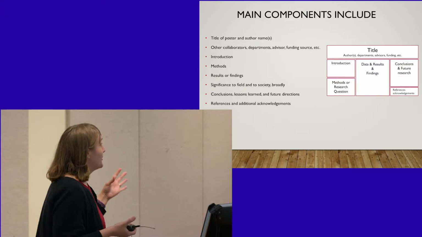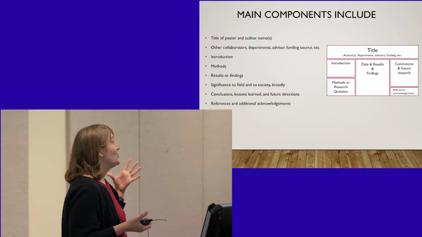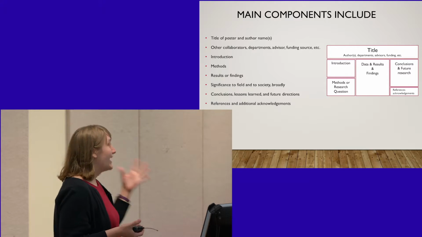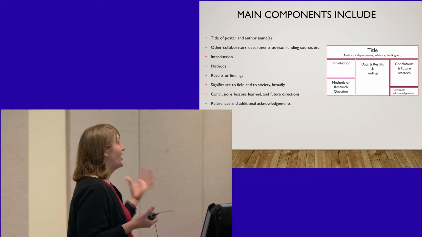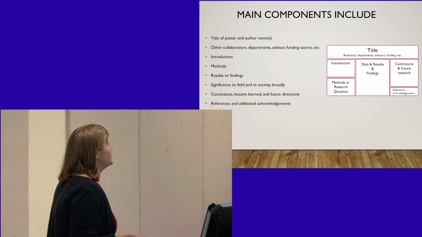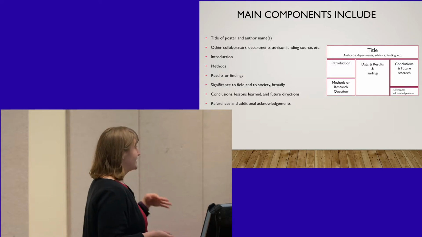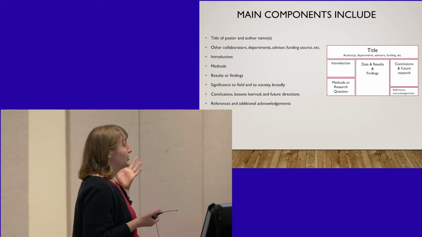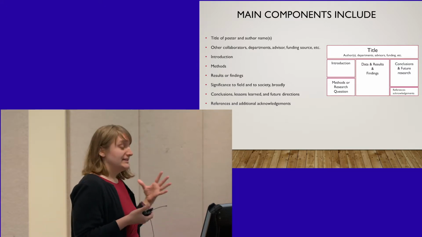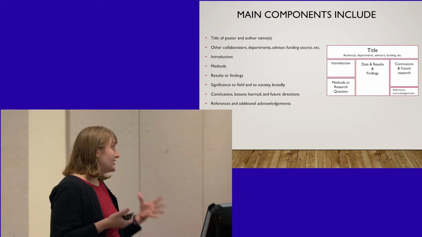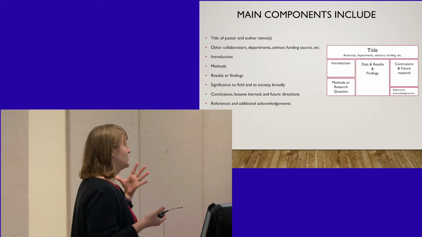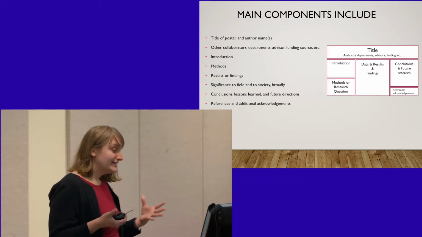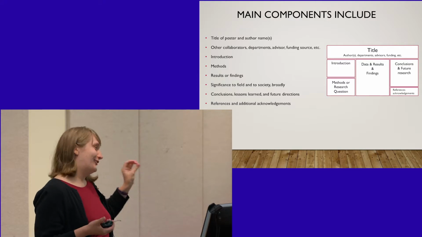The main components are really similar to what you might have in a research paper. You're going to have a title with the authors' names. If you have collaborators or a department that has sponsored you, or you've gotten a grant, you're going to want to acknowledge that. You need to introduce the research problem that you're addressing. You need to discuss the methods that you used to address the problem, and your results: what did you find out? How is this significant to the community, to society, to your profession, to this area of research? What have you learned? What have you concluded? What might you hope to do next? And then briefly, references and acknowledgements.